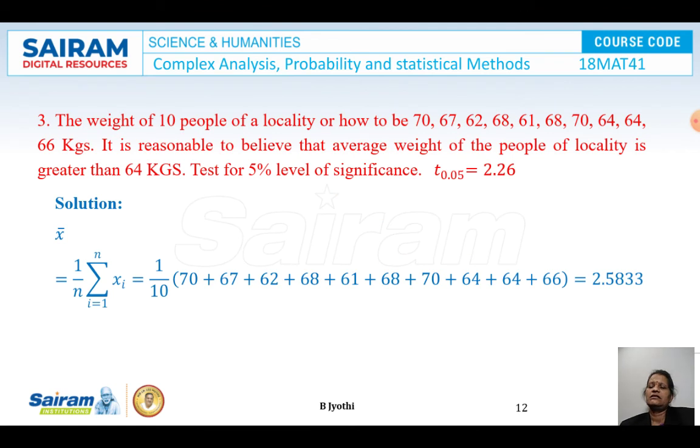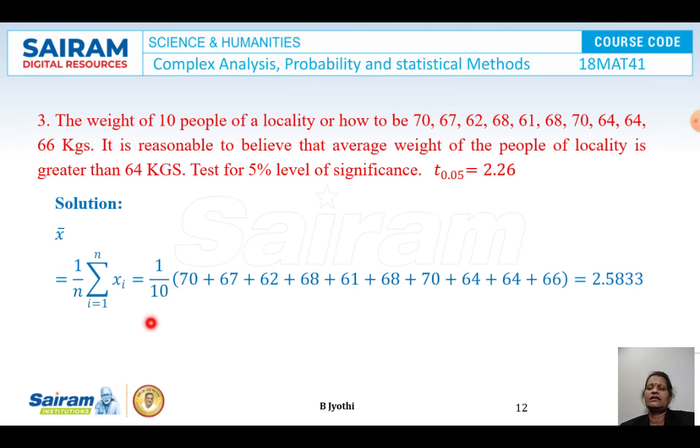Next, the third problem. Weights of 10 people of a locality are known to be 70, 67, 62, 68, 61, 68, 70, 64, 64 and 66 kgs. Is it reasonable to believe that average weight of the people of the locality is greater than 64 kgs? Test for 5% level of significance where t 0.05 is given to be 2.26. Here they have given the t value, but sometimes we need to refer to the table.